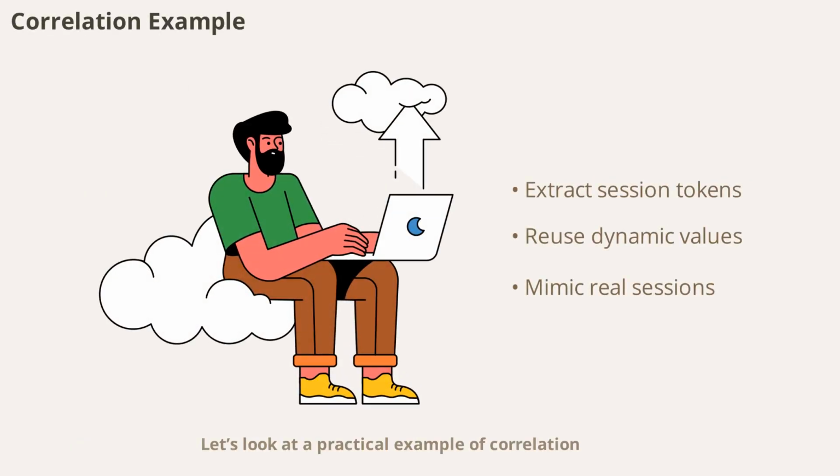Let's look at a practical example of correlation. Suppose your application generates a session token after login. You can use JMeter's regular expression extractor to capture this token from the response, then reuse it in subsequent requests using a variable like token. This ensures your test flows mimic real user sessions accurately.